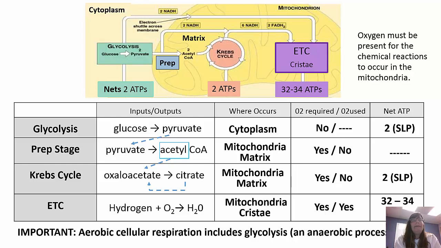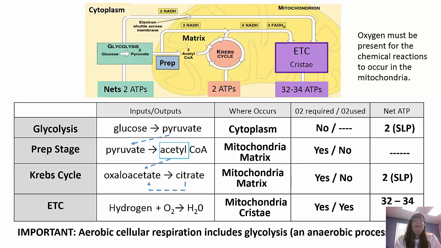For the Krebs cycle, that acetyl coenzyme A goes in and binds to the oxaloacetate. So that's the input. Output is citrate. The citrate will go back to rejuvenate the oxaloacetate. The Krebs cycle, notice, is a circle, like the dark reactions in photosynthesis was a circle. So it's a cycle that keeps going and regenerating itself. This happens in the mitochondrial matrix, requires oxygen, 2 ATP are generated.